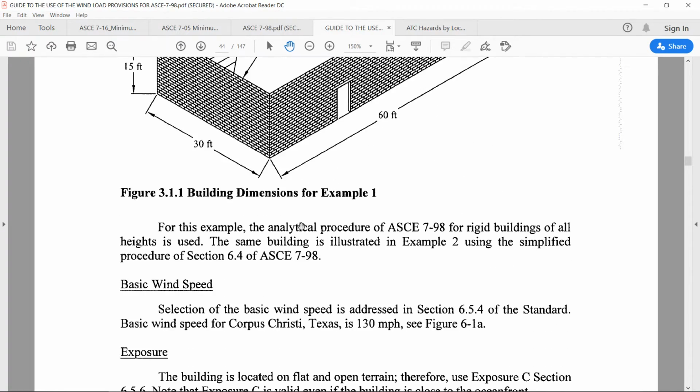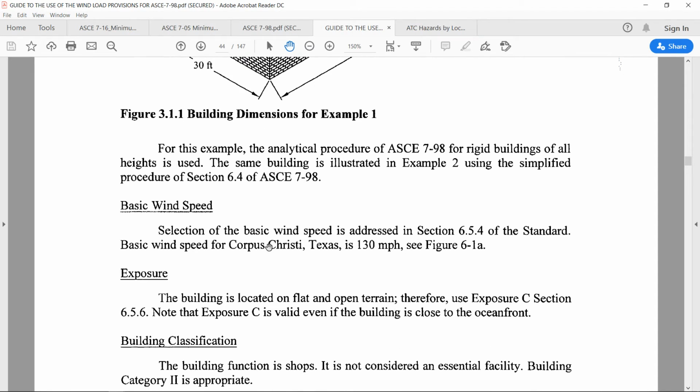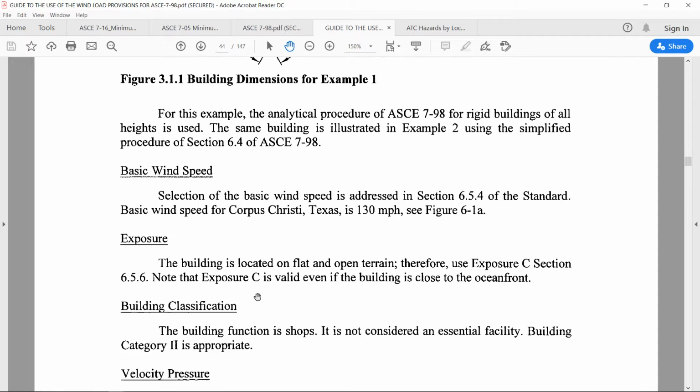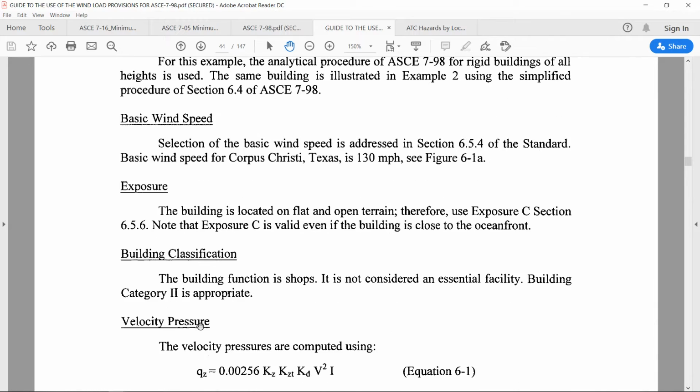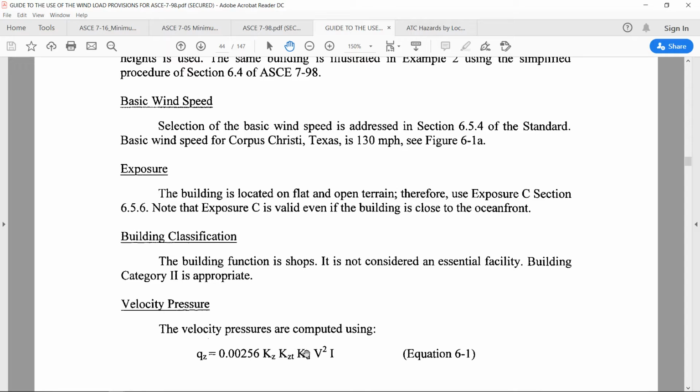So in this example, the analytical procedure of ASCE 7-98 for rigid buildings of all heights is used. The same building is illustrated in example 2 for the simplified procedure. When we discuss the simplified procedure, we will take this example again. But for the time being, we are going to use the analytical procedure of ASCE 7-98. The wind speed as per ASCE 7-98 is 130 miles per hour. This is given. Exposure condition is C. Building classification is category 2. And velocity pressure is computed with the very famous formula qz = 0.00256 Kz Kzt Kd V² I.